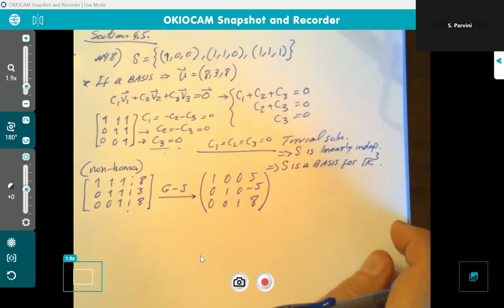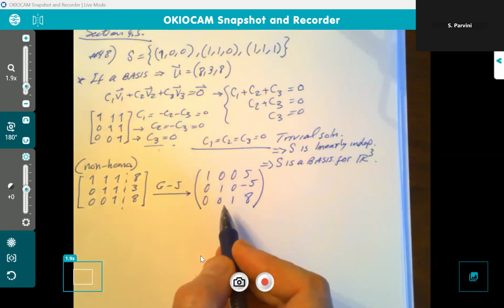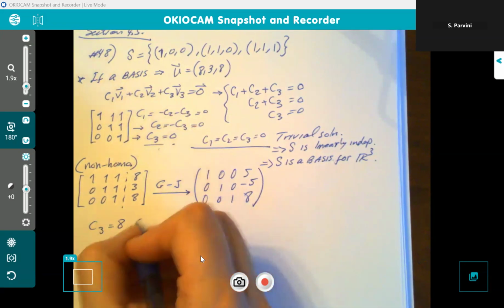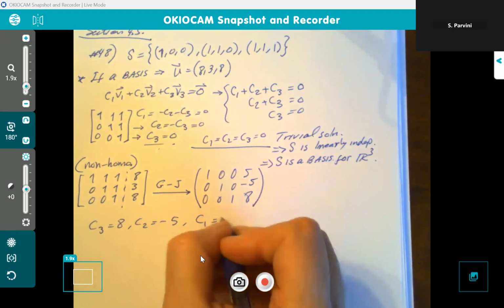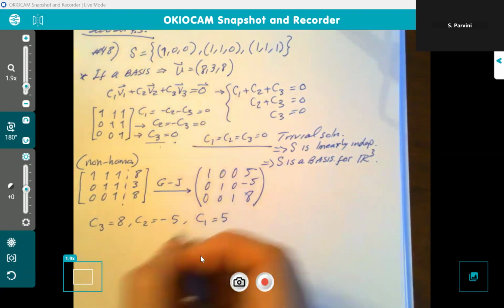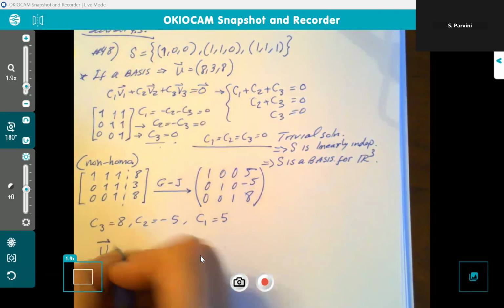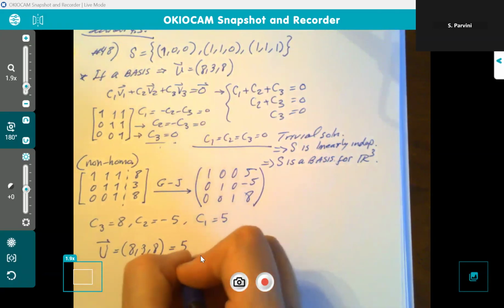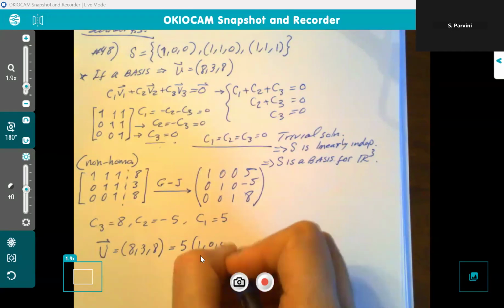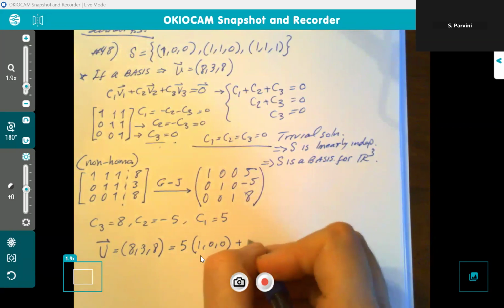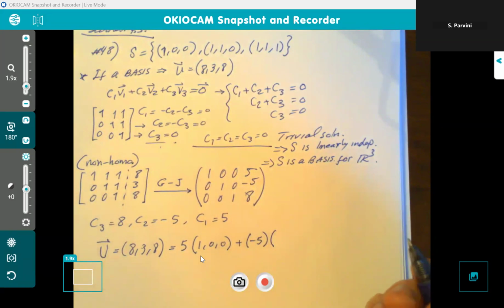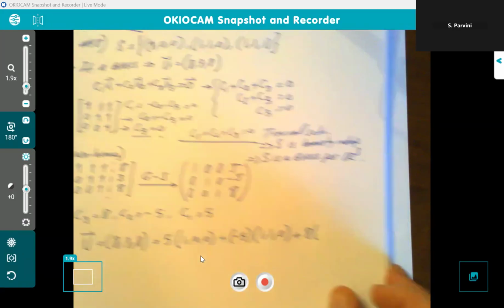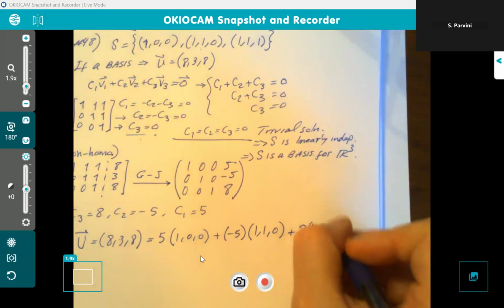So what do we do next? This one, therefore, has a solution, doesn't it? Let's write the solution. C3 is 8. What is C2? C2 is equal to -5, and C1 is equal to 5 from the Gauss-Jordan. Now, this is what we're claiming, that vector u, which is 8, 3, 8, could be written as the following linear combination: C1 times the first vector 1, 0, 0, plus C2, -5, times the second vector 1, 1, 0, right? And plus C3, 8, times V3, the third vector in the set.